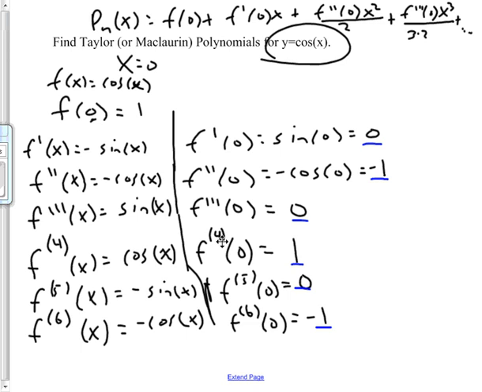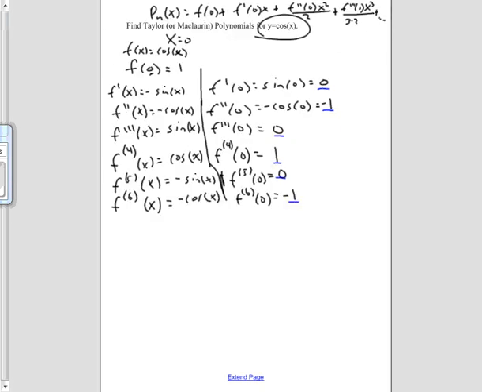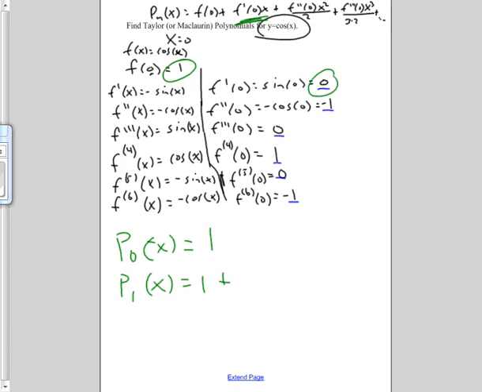So finishing this problem that we were just working on, we're trying to get polynomial approximations for cos of x. If we had a P of 0, so a 0 degree polynomial, P of 0 of x would just be our first term, which is 1. If I looked at degree 1, it would be 1 plus f prime of 0 times x. Well, f prime of 0 is 0, so we'd have 1 plus 0x.